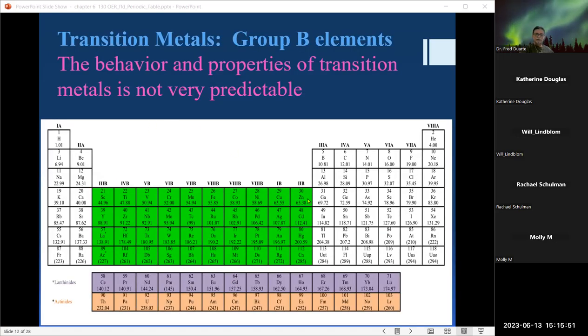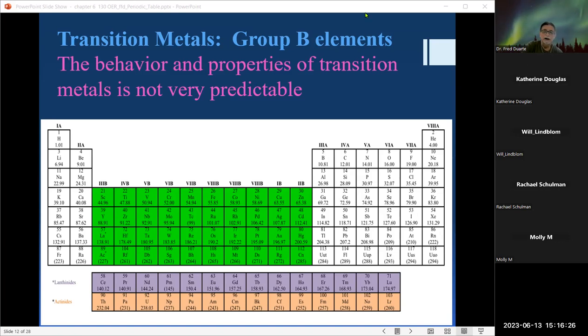Now the transition metals, the group B elements, or the D block, which is listed here in green, are called transition metals. We cannot predict their reactivity very well, their charge. As is the case with group 1 and group 2, we know that those will all the time have either a +1 or a +2 charge, and the group 3 metals will always have a +3 charge. But these metals vary.